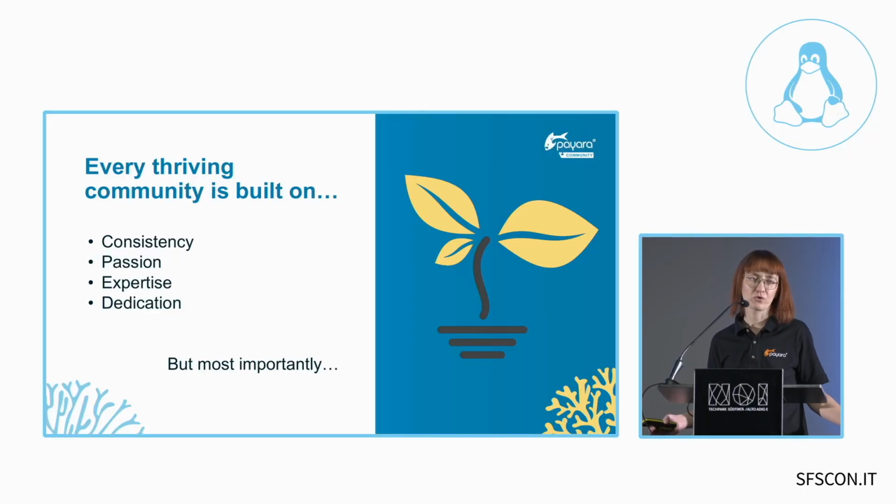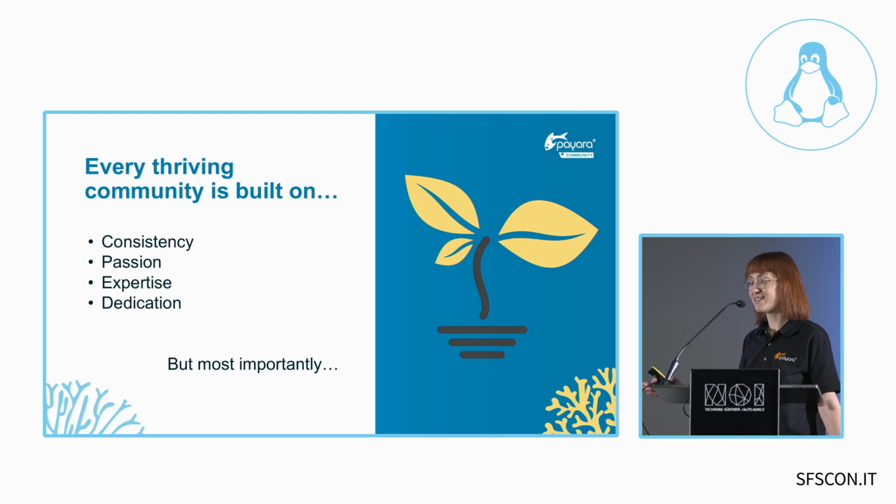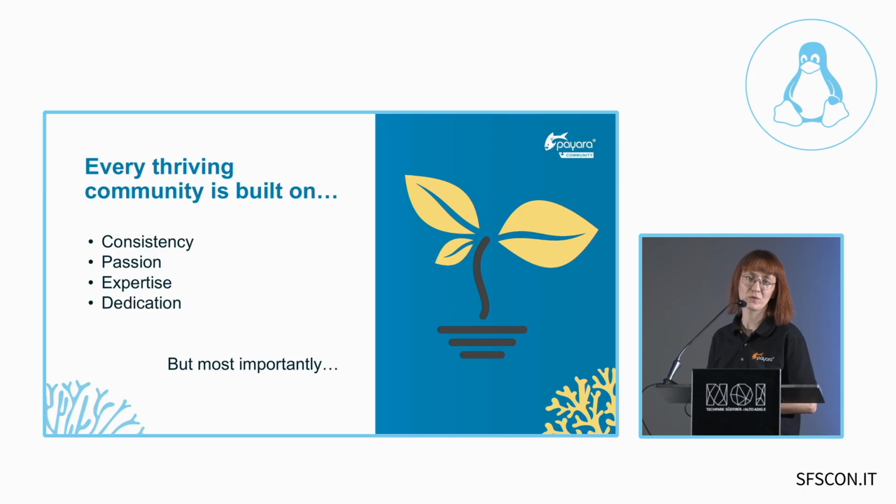So every thriving community is built on a couple of crucial ingredients. They need care, they need a lot of effort to thrive, just like a plant. I could have picked a lot of different keywords here, but these few that I've listed I think are the crucial parts of open source communities: consistency, passion, expertise, and dedication. I'm going to expand on these a little bit more later.